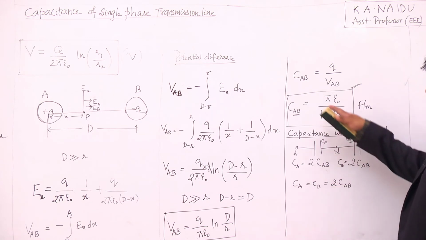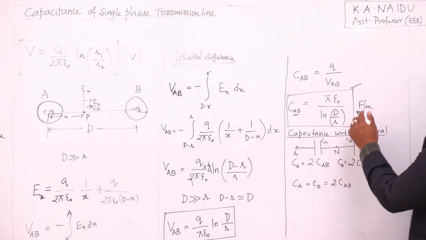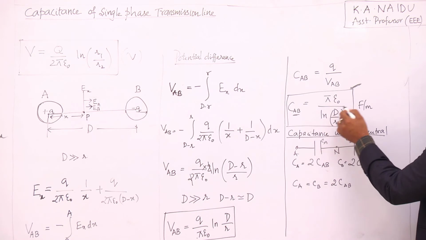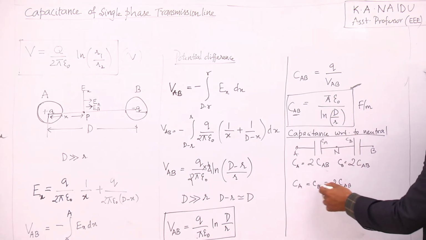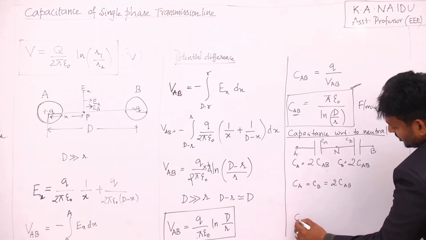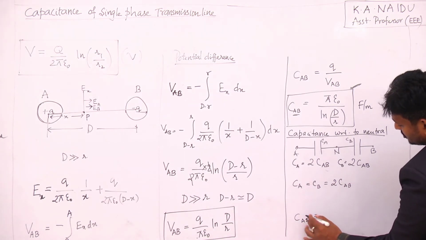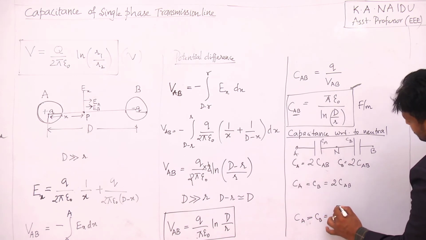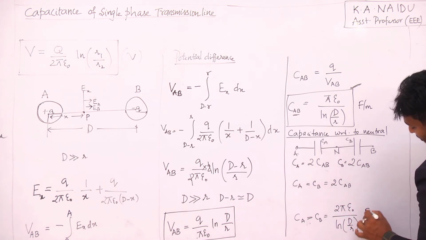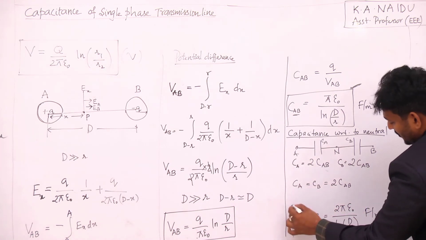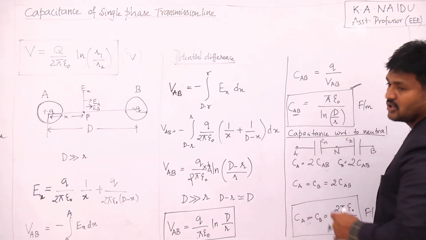And this is the capacitance between two lines. So when you are asked to find the capacitance between two lines, you use this formula. When you are asked to find the capacitance with respect to neutral, you can use this formula: CA equal to CB equal to 2 pi epsilon naught divided by ln of D by R farad per meter. Now we will solve a numerical based on these formulas we have derived.